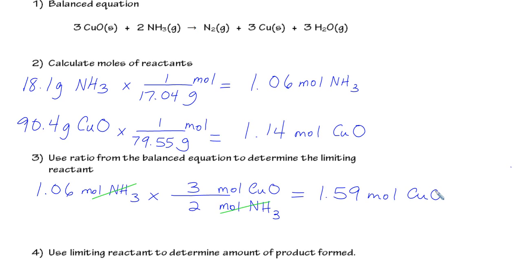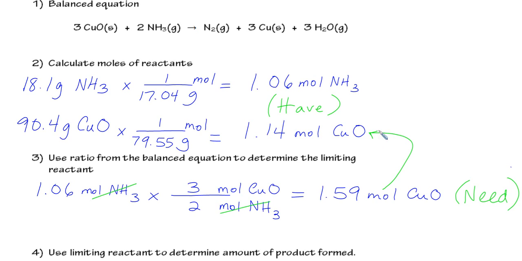And again, you have to kind of think about what these numbers mean. What we calculated up here, these are amounts of moles that we have. We were given amounts in grams. We just switched them into moles. But this is my starting mixture. That's what I have. What I just calculated is the amount that I need. If I wanted to use up all the ammonia, I need 1.59 moles of copper oxide. We compare them in this order. What do you need versus what do you have?